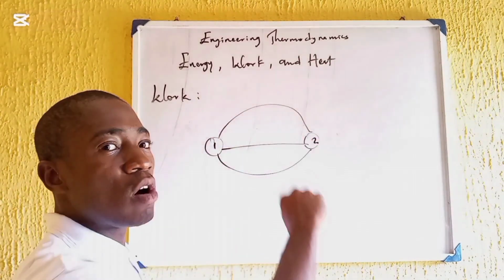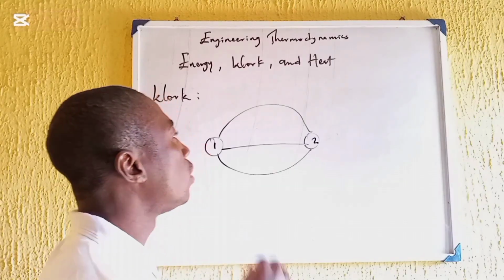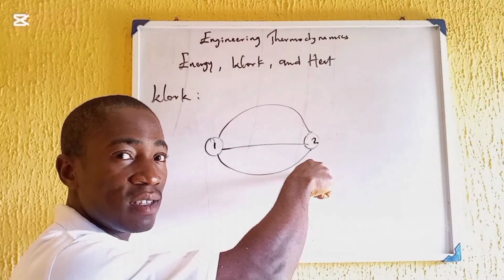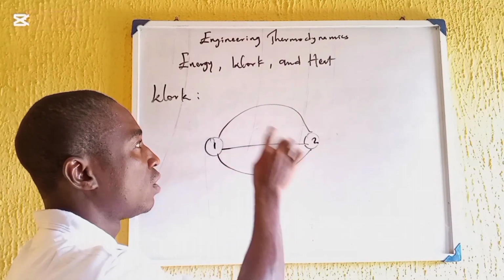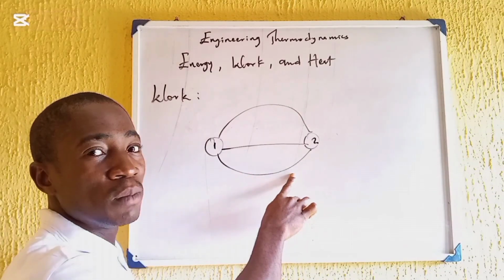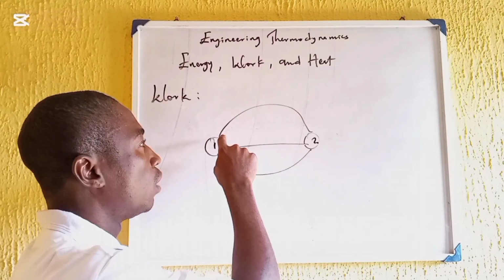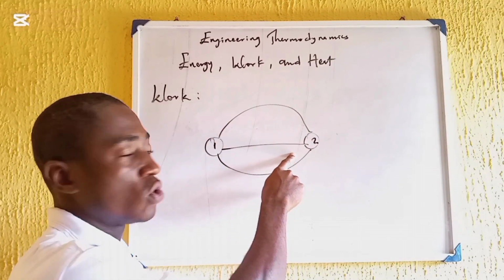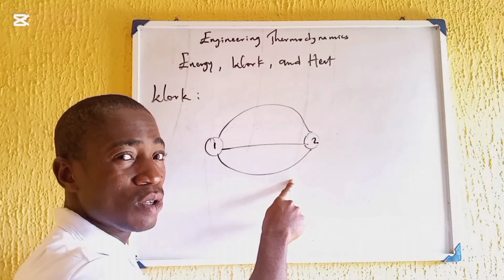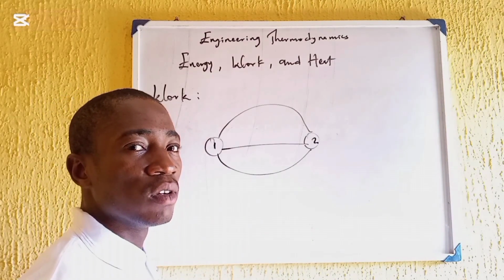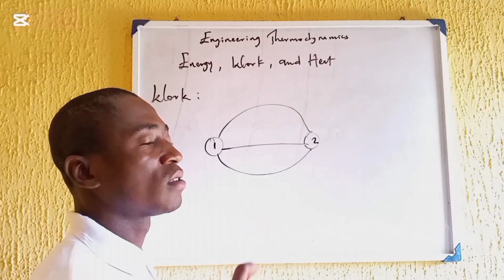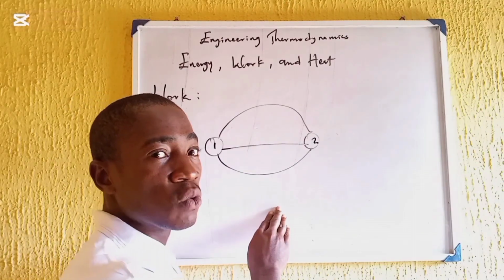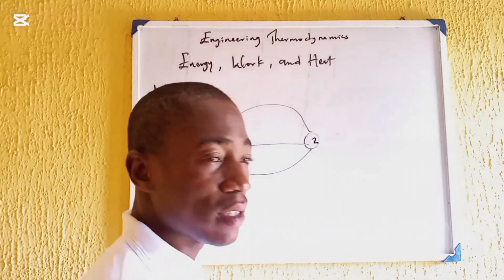But in the case of work, it depends on the path. So if you're asked to calculate work done by a system or on a system, you'll be looking at the path the system followed to arrive at the next state. If I follow this path, this path, or this path, I will not be getting the same value for work. Following this path, I may be getting 10 joules. Following this path, I may be getting what? 8 joules. Following this path, I may be getting 11 joules. So when you're asked to calculate work, the first question you ask yourself is which path was followed? You calculate work with respect to the path followed to arrive at the next state.